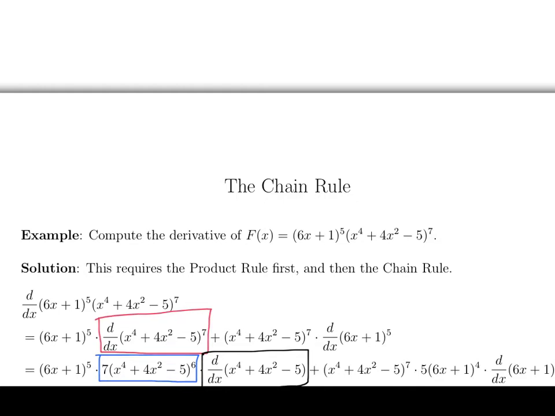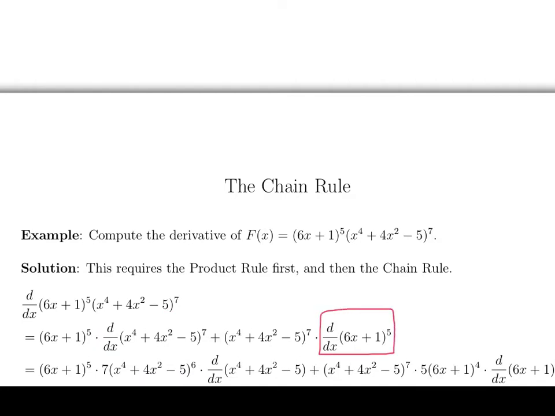Now we also have to do the same kind of thing for the other side where we need to differentiate this. Okay, so we're using the power rule because we have something to the 5th power. So that's why we end up with this 5 times that thing to the 4th power. And then we need to use the chain rule to say we also have to multiply by the derivative of the inside function.